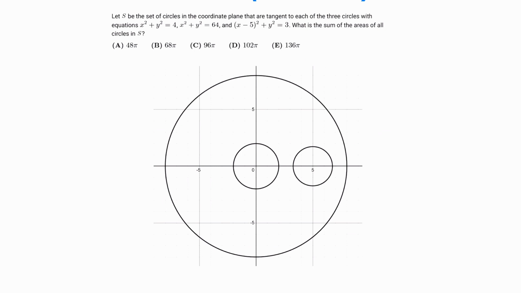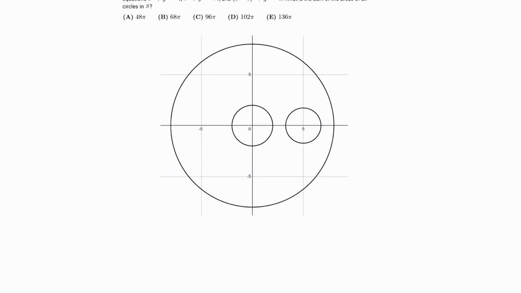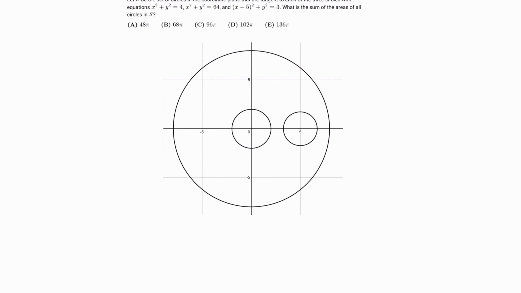All right, we want to find the sum of the areas of all circles in S. So there are two cases, right? You could consider a case where the circle is externally tangent to the big circle, but it's not possible, because the circle has to be inside the bigger circle to start with. So that's not going to be a case that we consider over here.